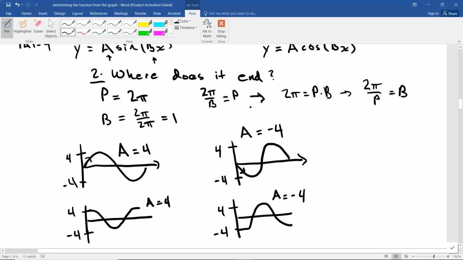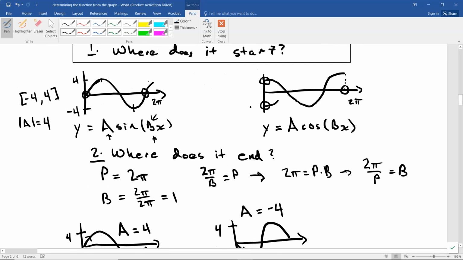So let's put all of this information together, and we can do it with this example right here. The amplitude for this function was 4, and since it starts going up first, that means that our a coefficient is positive. We already found that the b is 1 because the period was 2 pi. Therefore, putting all this together, we see that y is equal to 4 sine of x.